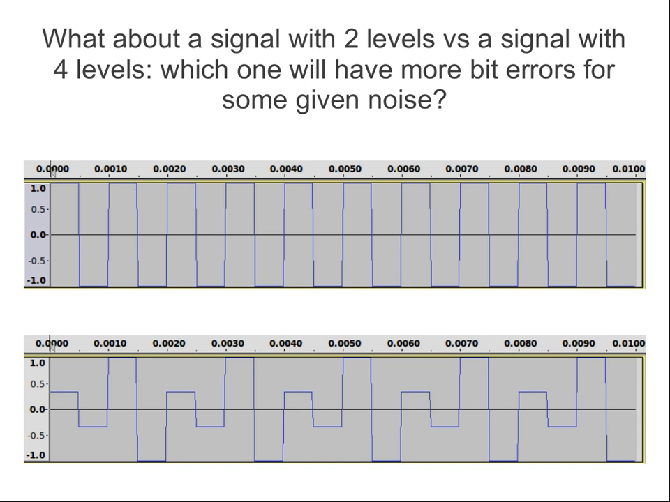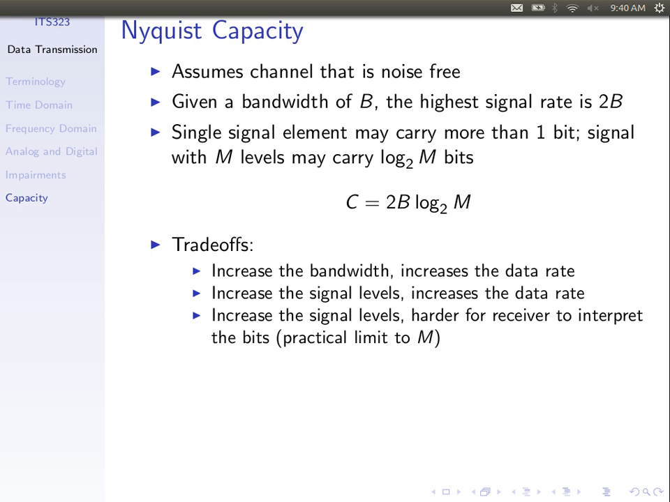Going back to what Nyquist said, he came up with a theorem that says that if we don't have any noise and we have a bandwidth of B hertz, the maximum signal rate we can achieve is 2 times B. Bandwidth of 1,000 hertz, maximum signal rate is 2 times 1,000 or 2,000 signal elements per second. But as we know, one signal element can carry more than one bit. So the capacity, or data rate, C, equals 2 times the bandwidth times log base 2 of M, where M is the number of levels that we have. And that matches what we see here in our example.